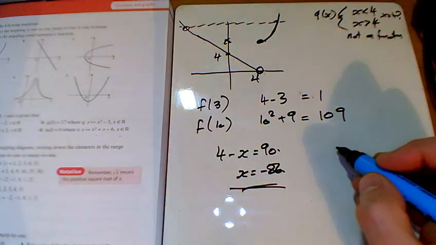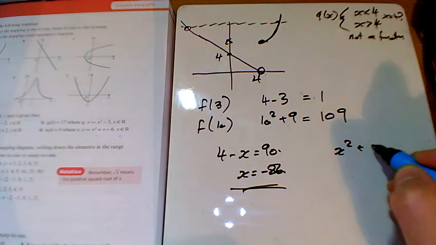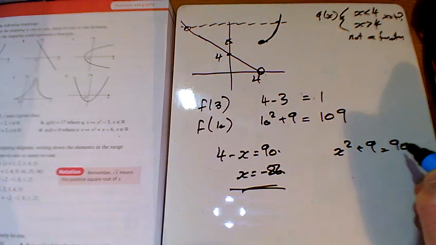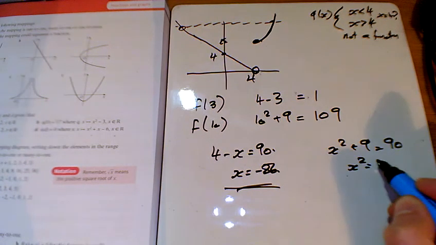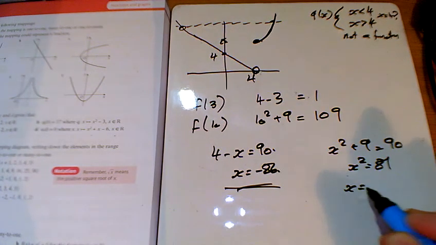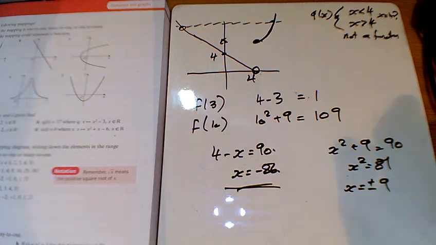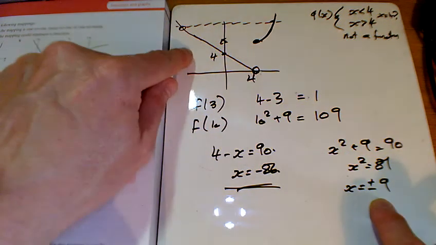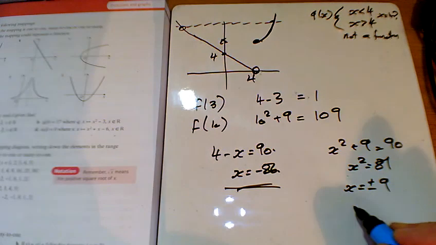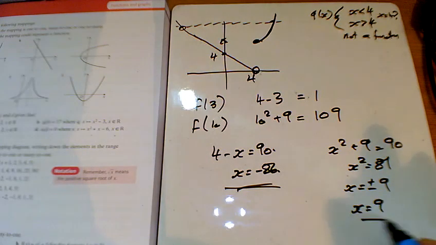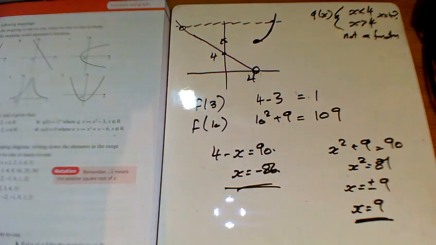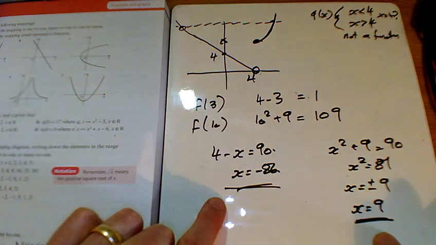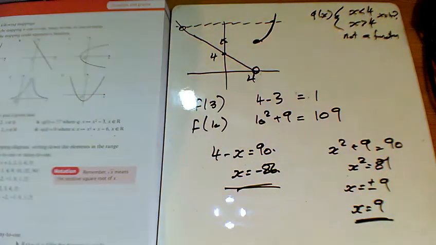Or maybe up here, that x squared add 9 equals 90. So x squared equals 81. And x equals plus or minus 9. Hang on a minute. Minus 9? No, minus 9 would be down there. So we only want an x equals 9, positive 9 from that half there. So there's the 2 points where it meets, one there and one there on the graph.